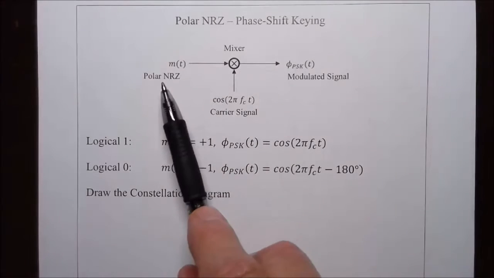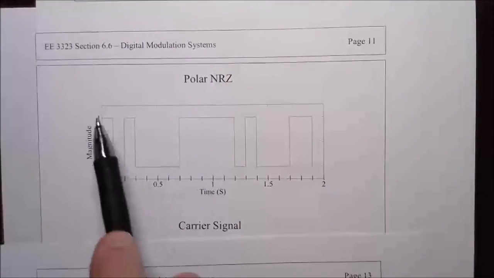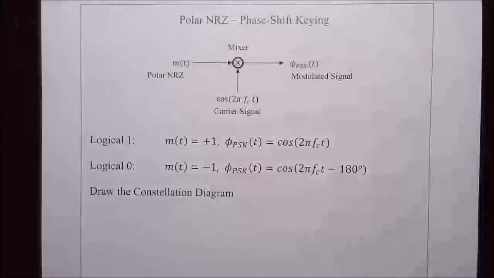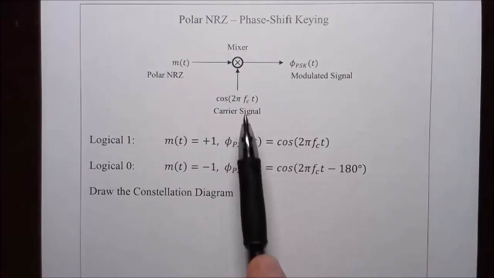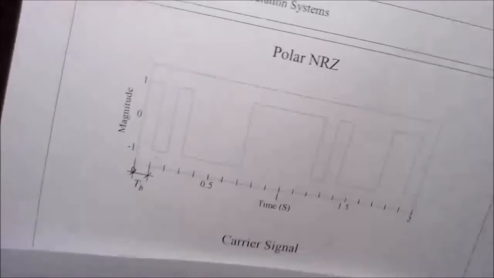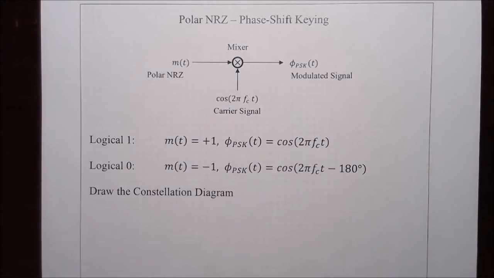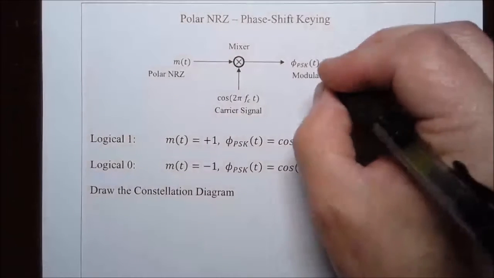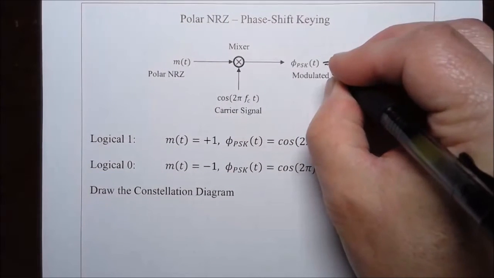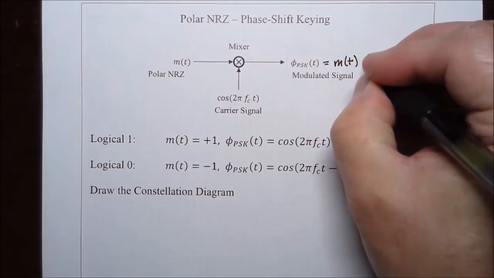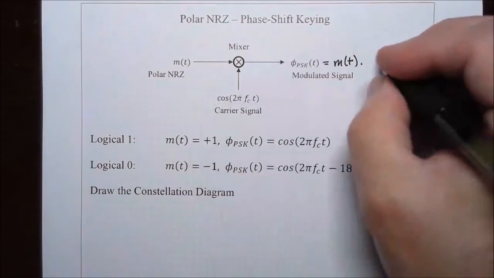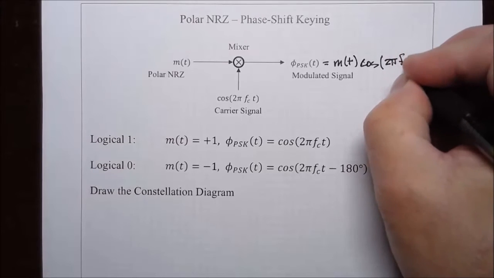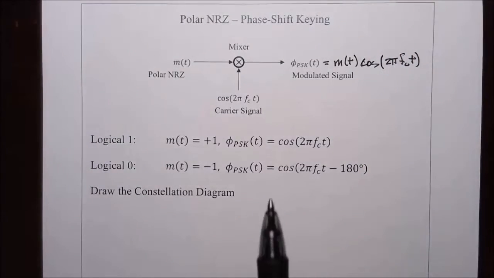So we have the polar non-return to zero signal, where logical 1s are +1 and logical 0s are -1, and that's taken into a mixer with a carrier signal of constant frequency and constant amplitude. The signal that comes out is simply the two multiplied together, m of t times the carrier. In this case, I made the carrier amplitude 1 for simplicity's sake.